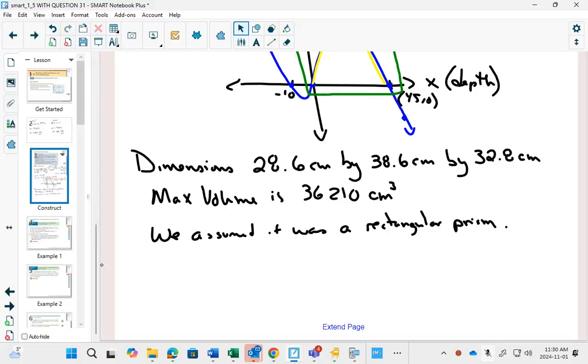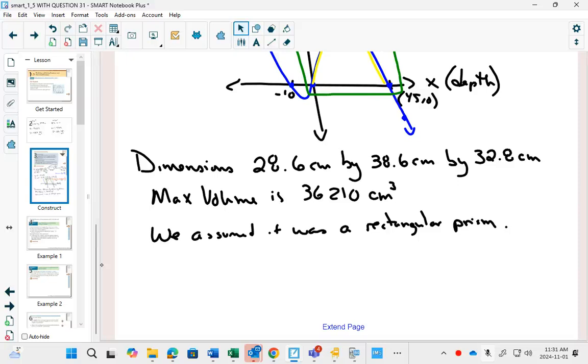Okay. Now, mathematically, whenever possible, it's nice to have an idea for what you just did. I think you all know how much a centimeter is. So can you visualize 28.6 centimeters? Like just a little bit less than a ruler. 38.6, 10 centimeters more. 32, kind of tiny. It's actually pretty deep, 28.6 maybe.